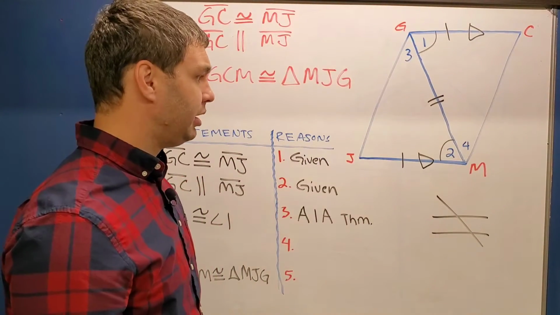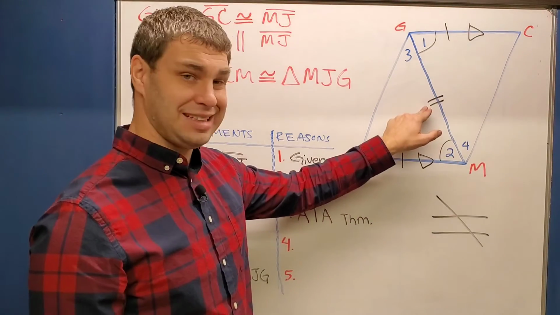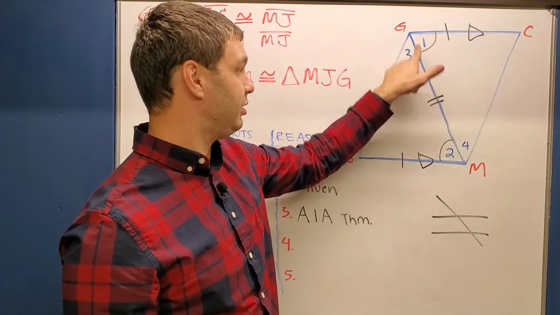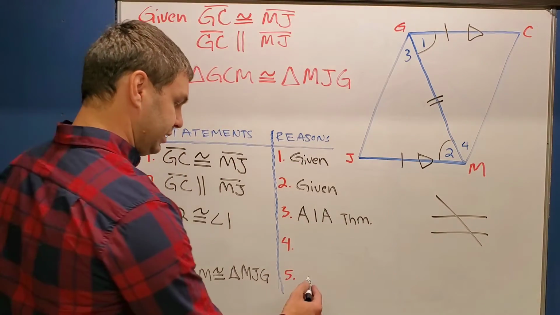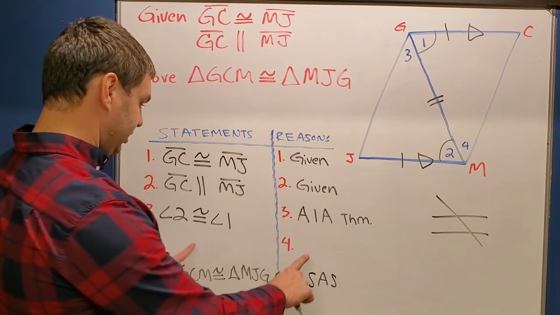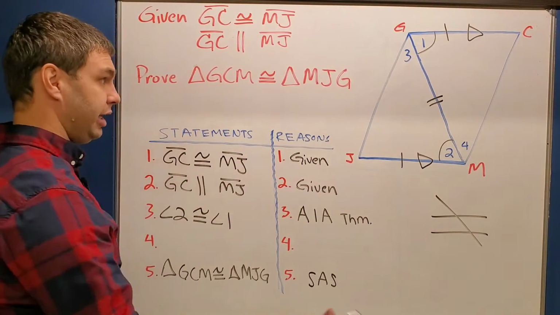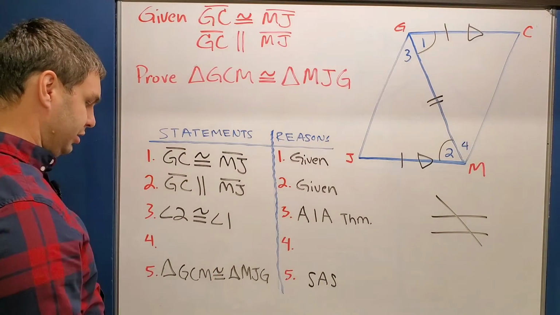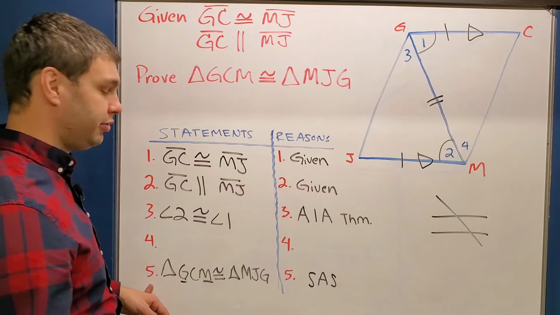We'll see how that works in just a second. What that does for me now is I have a side, an angle, and a side, and on the top one I have a side, an angle, and a side. So side, angle, side is going to be my last reason down here, side, angle, side congruence. Then I just have to tell this fourth spot that G and M are congruent. Let's do that. If we look at G and M in this fifth one, we're trying to prove that to be true.